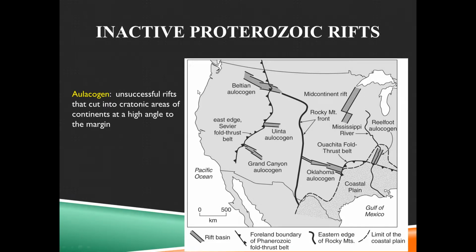of the continent. So here we have the margin of the continent, the west coast, and you notice that these are at a high angle. They're not necessarily all perpendicular, like the Uinta aulacogen is basically perpendicular to the west coast, but these others are still at high angles. They're not parallel to the coast. And so you can see there are numerous aulacogens within the continental United States, and there are others north and south of us on the same continent, up in Canada and down in Mexico. And then, of course, every continent has some of these.